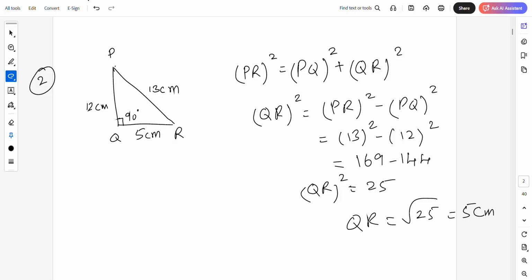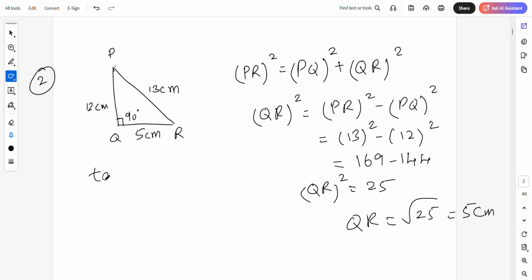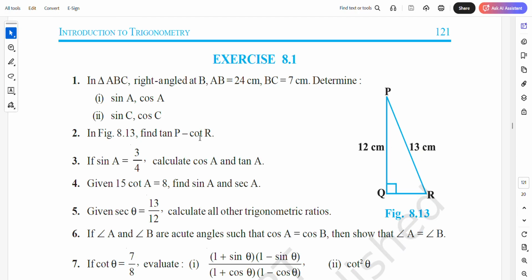Now we are supposed to find tan P minus cot R. Tan P. Where is P? P is here. Angle P is here. Tan is perpendicular by base. Perpendicular for this one is 5. So tan P is 5 by, and the base is 12.